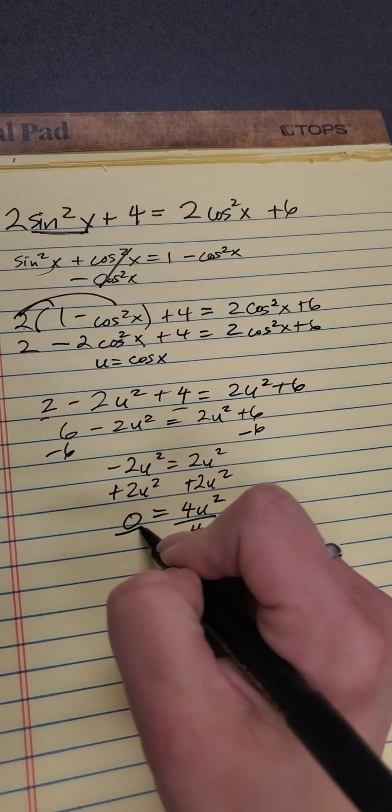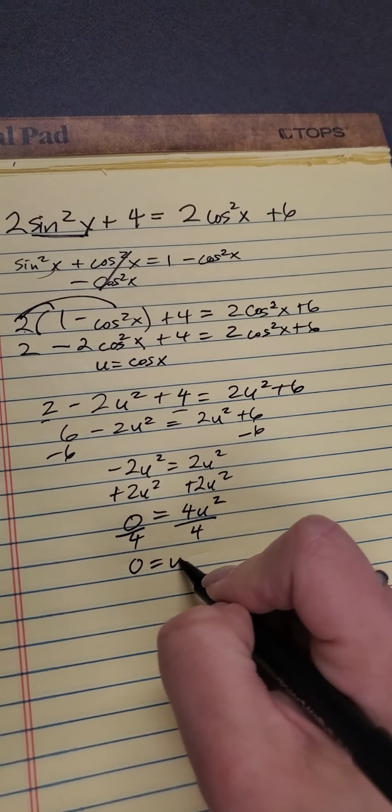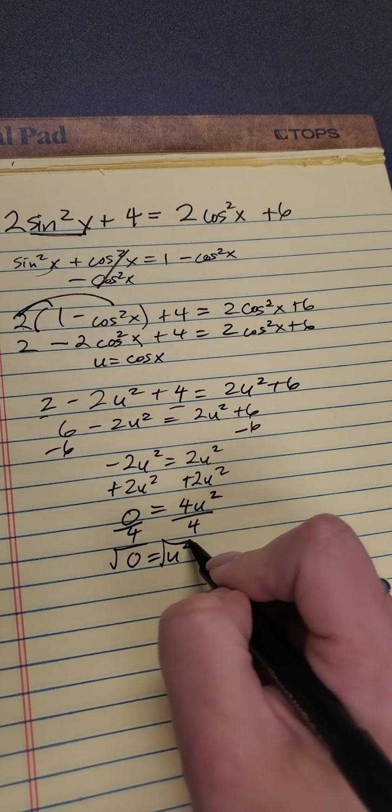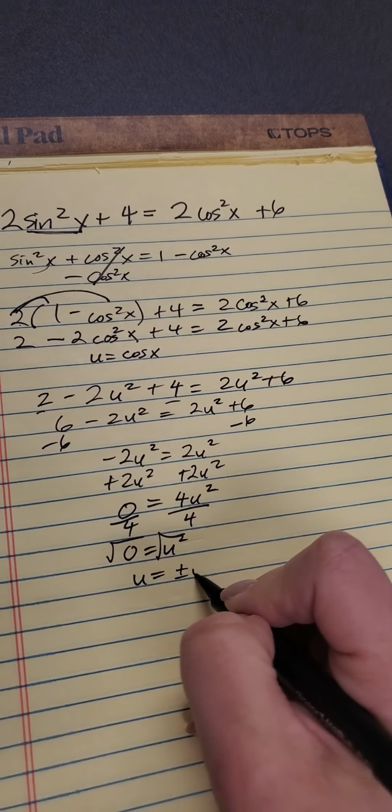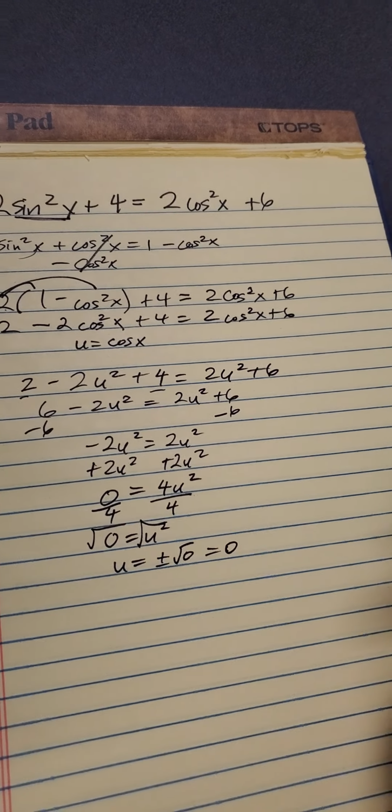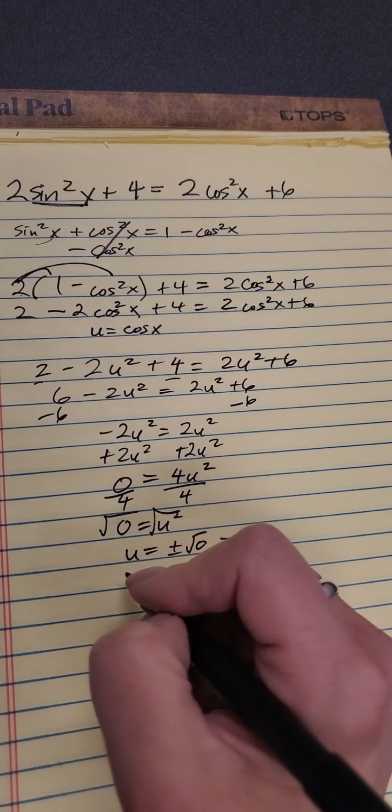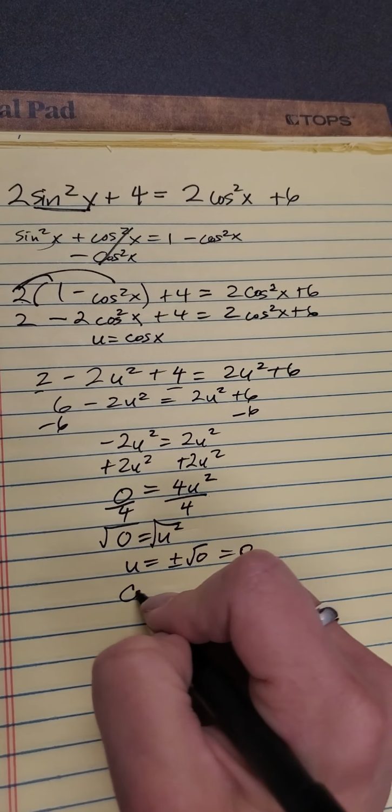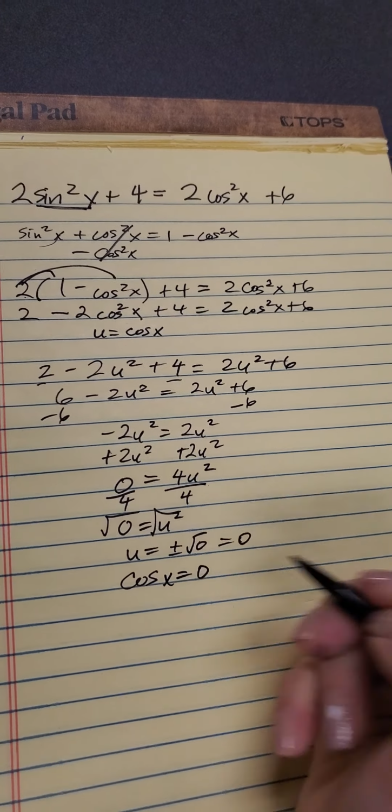So divide by 4, 0 divided by 4 is 0. 0 is u squared, square root of both sides. We get u equals plus or minus the square root of 0, which is just 0. 0 is neither positive nor negative. U goes back to being cosine of x equals 0.